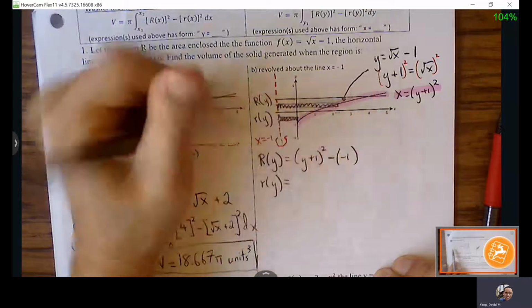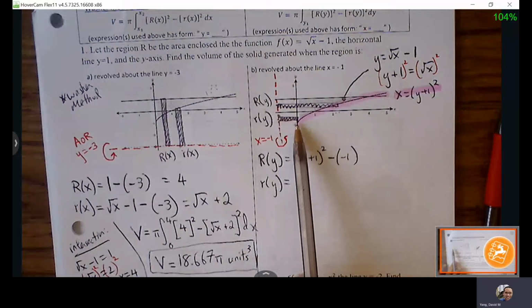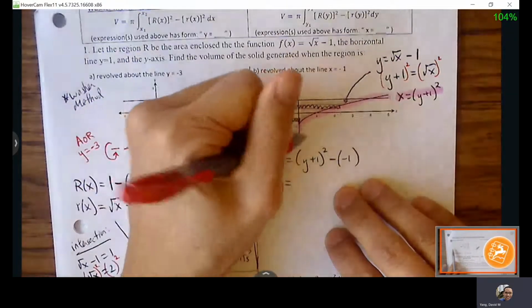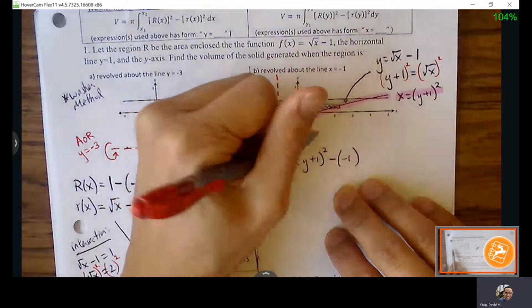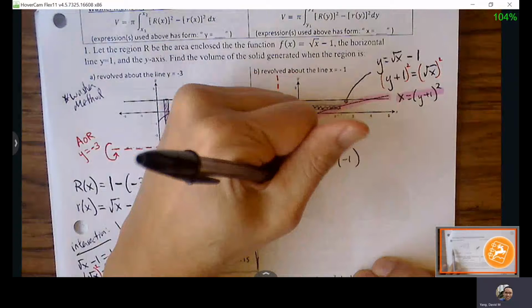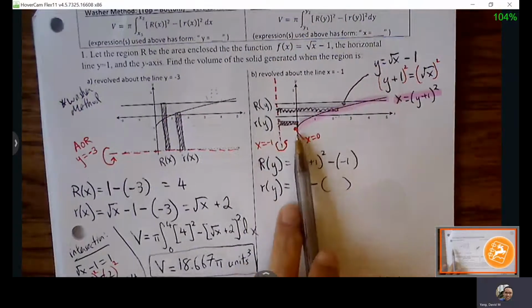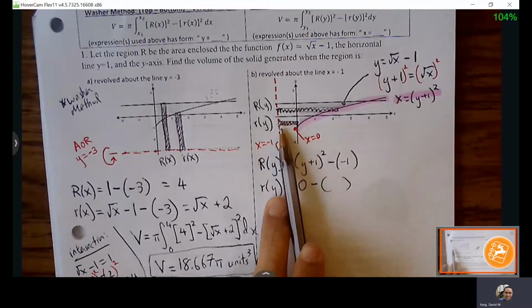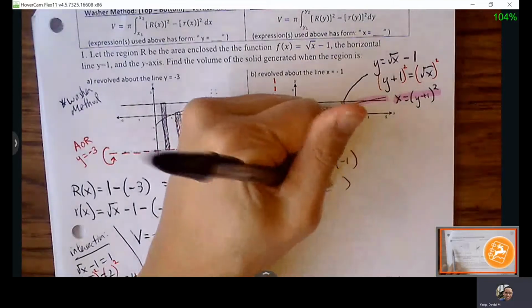Okay, little radius. What's the right end point touching? 0. That's x equals 0, right? That also has an equation. The y-axis has equation of x equals 0. 0 minus, right? What's the left end point touching? Negative 1. Good.